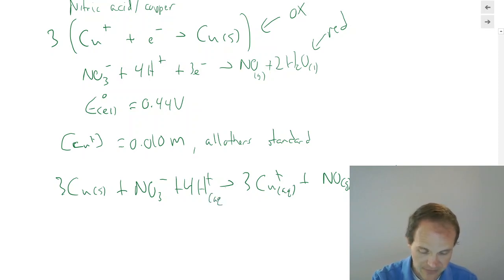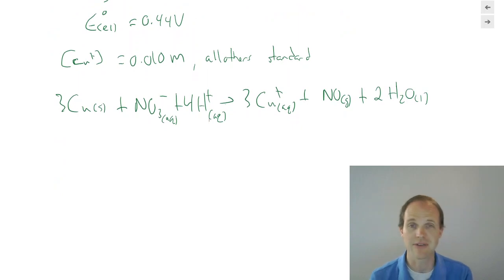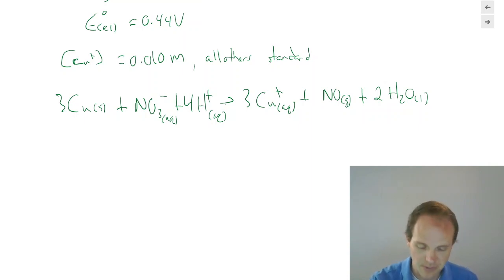And then we've got to put our phases on here, because it's important to have all those phases there. Why? Because we have to know how to write our Q. In order to write our Q, we need to know all the phases. Why? Because liquids don't generally appear in the Q. Solids don't generally appear in the Q. So we're going to write our Q here as products over reactants.